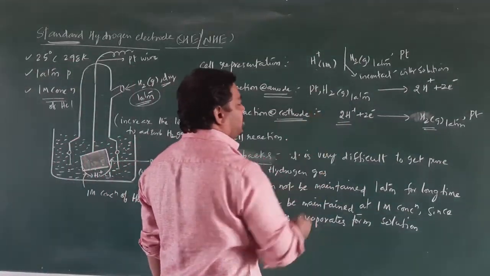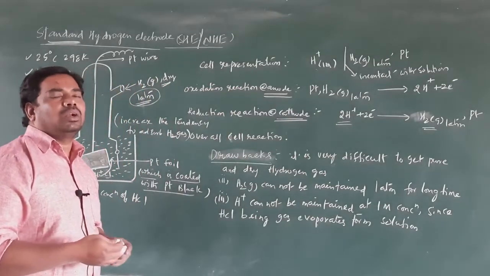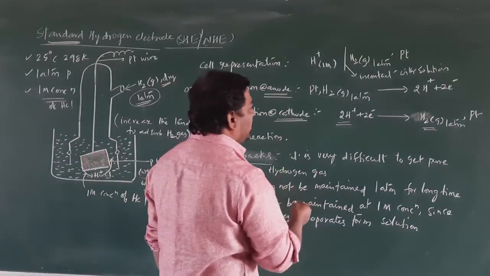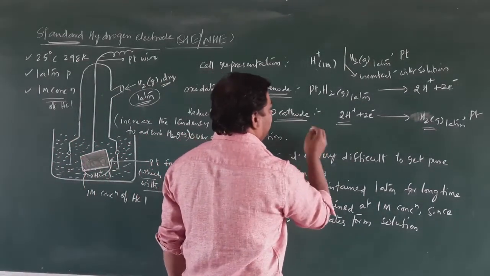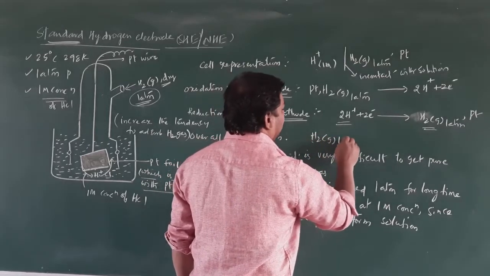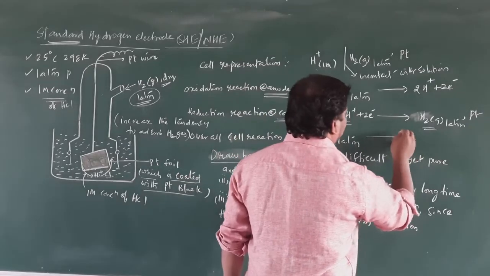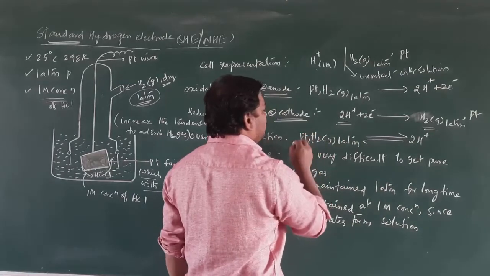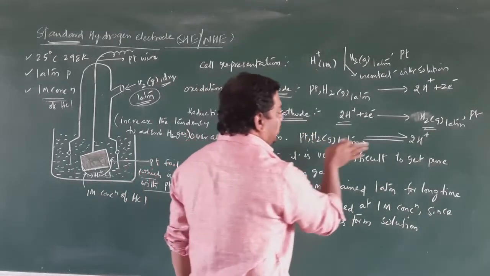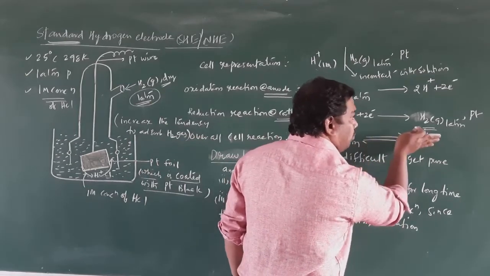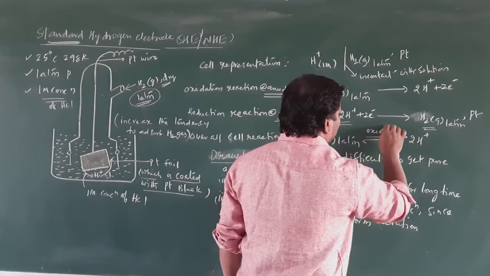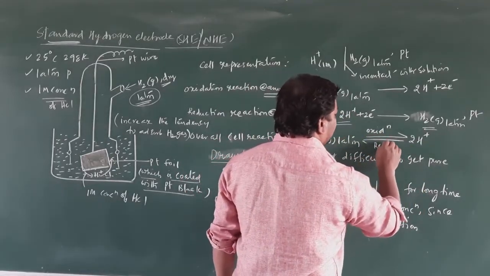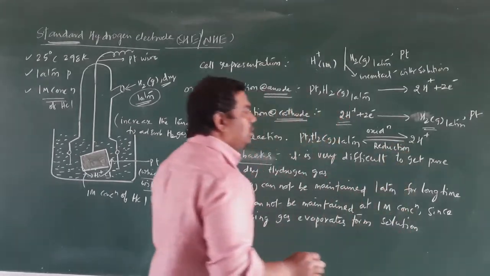These two reactions happen when the hydrogen electrode acts as a cathode and when it acts as an anode. Clear? The overall cell reaction is hydrogen gas at 1 atmosphere pressure reversible with 2H plus, with platinum. If the reaction shifts in the forward direction, it is an oxidation reaction. If it shifts in the backward direction, it is a reduction reaction.